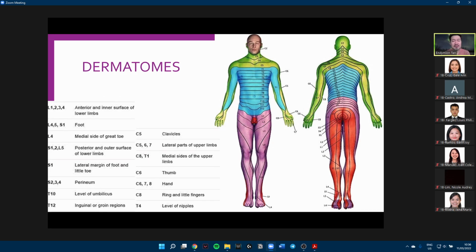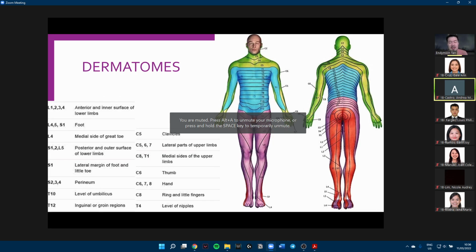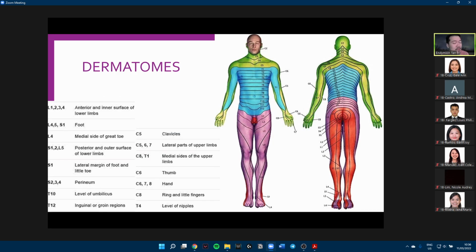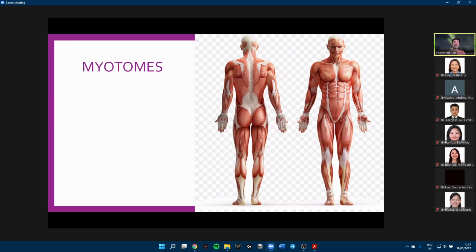Therefore, if this is part of the peripheral nervous system, if I have a patient, a 23-year-old male with painful vesicular lesions along the umbilicus area, which dermatomal level is that? Umbilicus. T10. Would the patient have ipsilateral or contralateral manifestation? Same side or opposite side? Same side, because this is the peripheral nervous system, the dermatomes. Very good. Now, let's move on to the myotomes.